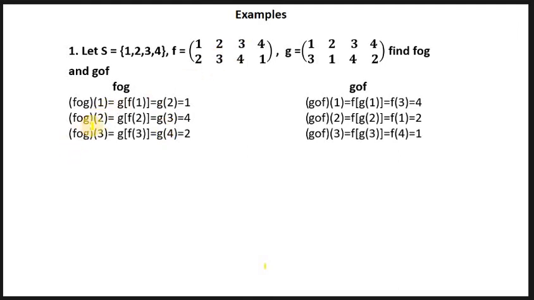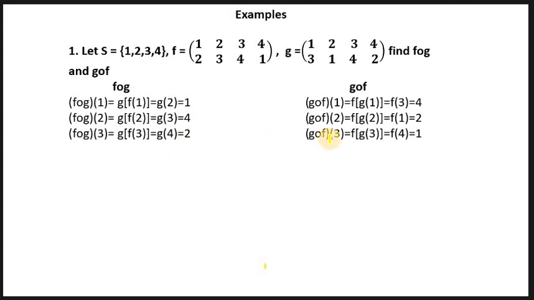And the third element, 3. Then f of g of 3 is equal to g of f of 3. f of 3 value is 4. Substitute here. Hence, g of f of 3 is equal to g of 4. And g of 4 is, here in the g, it is 2. So, f of g of 3 is equal to 2.